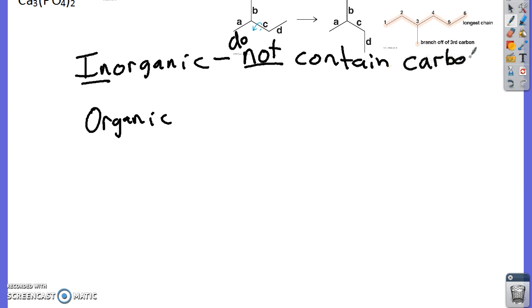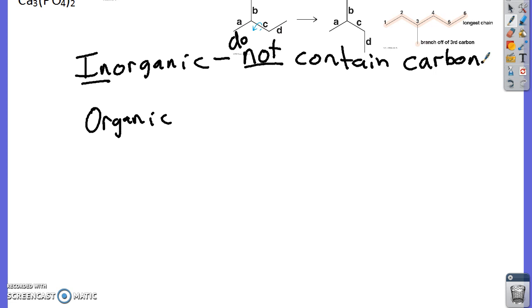Now, that's totally different than if you're talking about organic food. Organic food has to do with whether it has fertilizer and man-made chemicals added and stuff like that. But in chemistry, it's all about carbon. If we're talking about carbon, it's organic. If it doesn't have carbon, it is inorganic.